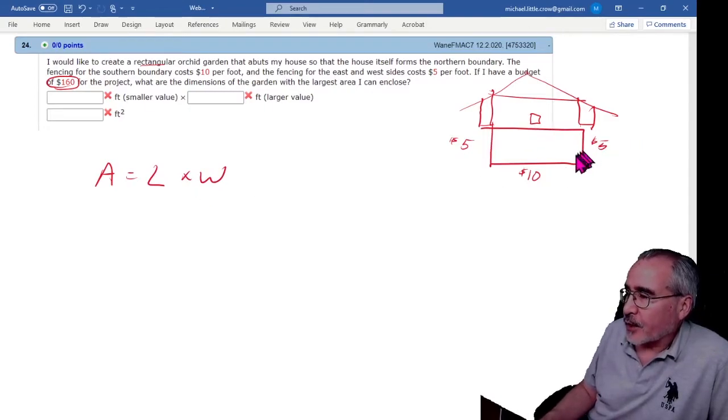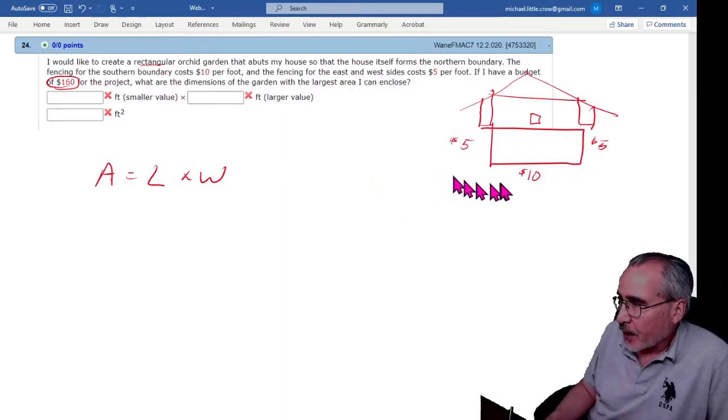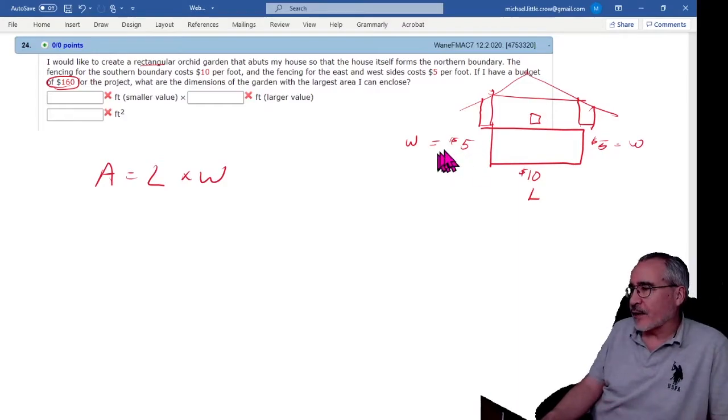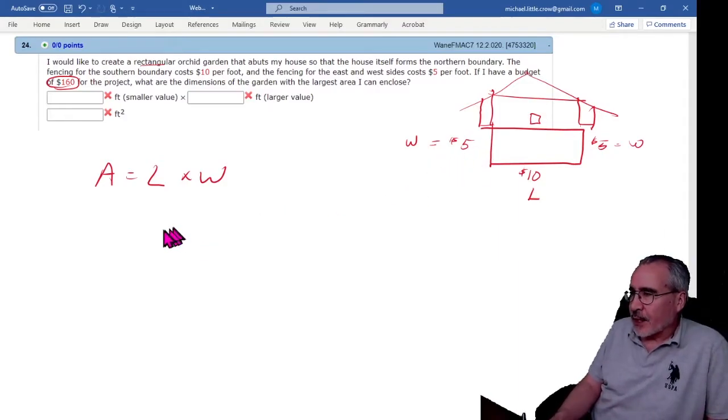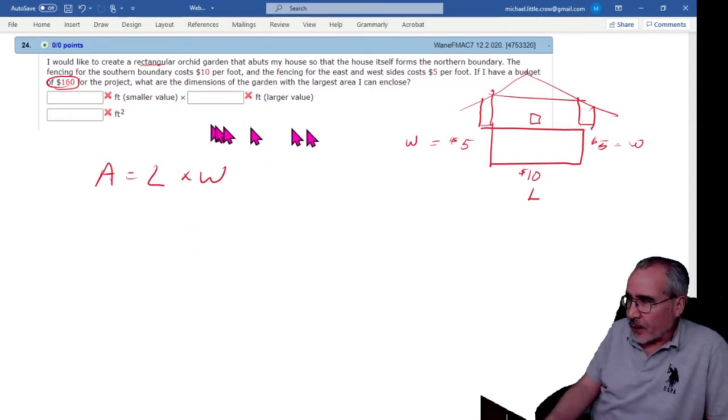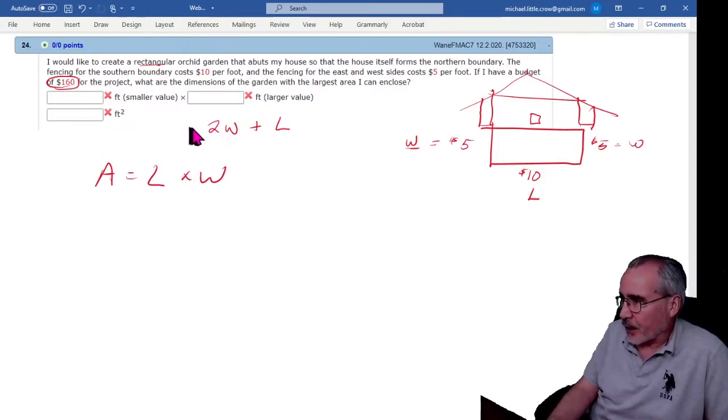The cost of the function comes from the perimeter, but we've only got 3 sides. So we'll call this the length. Each of these sides is a width, right? And this $5 is not that it's a width of $5, it's just that's the cost. So the perimeter that we can have is going to be, notice we're going to have two widths. We're going to have 1 length. That's going to be our perimeter. The perimeter determines the cost.